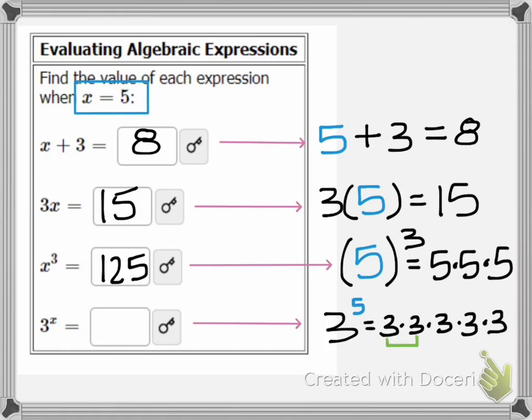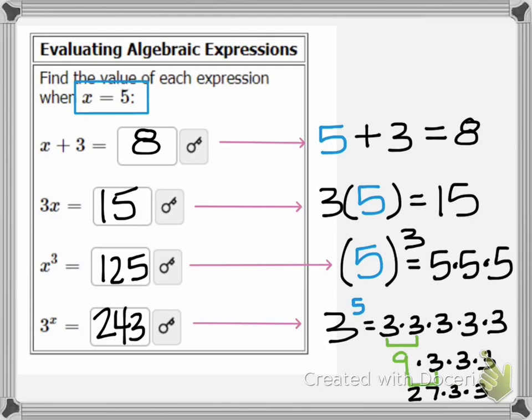So I can just start multiplying from left to right. 3 times 3 is 9. So then I have 9 times 3 times 3 times 3. 9 times 3 is 27 times 3 times 3. And you can keep going on your calculator and you should end up at 243.